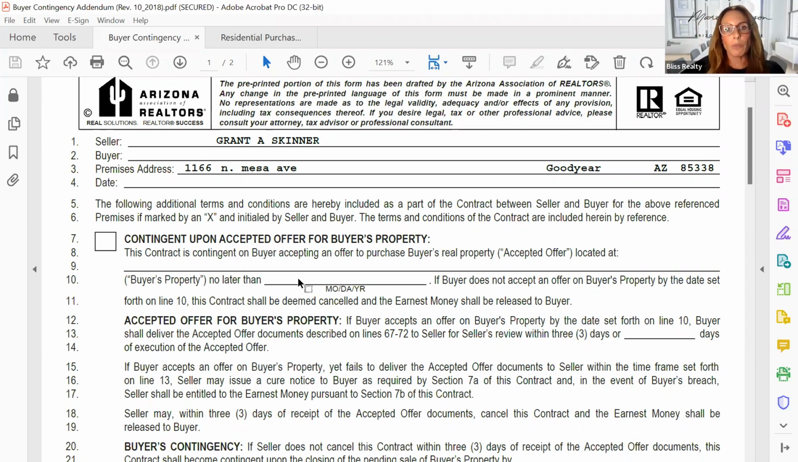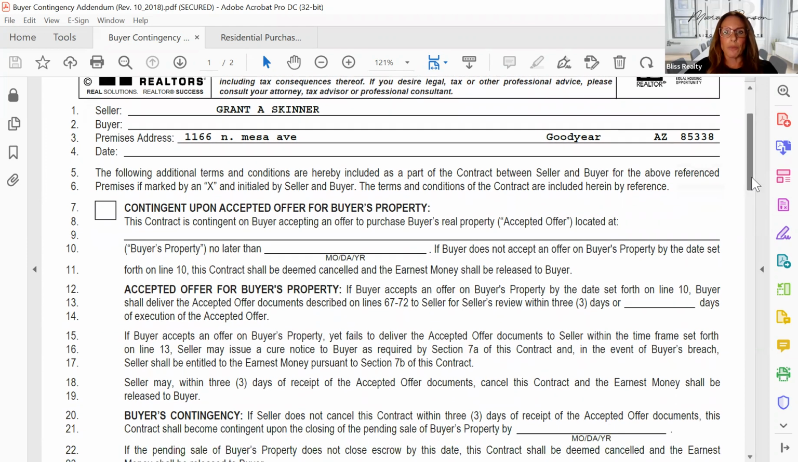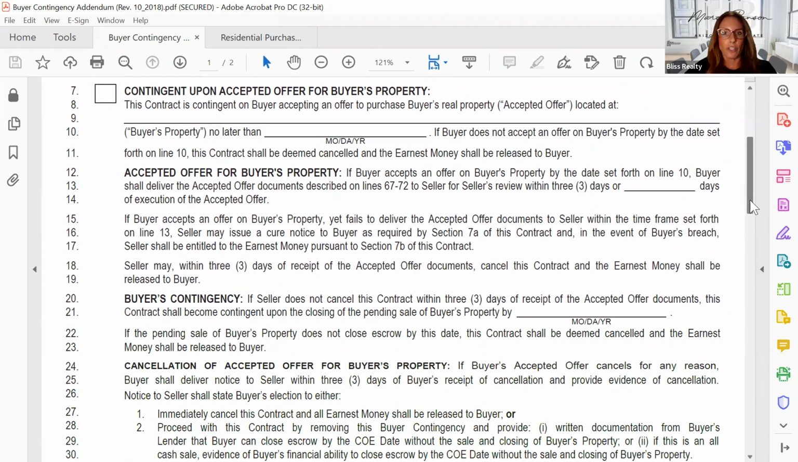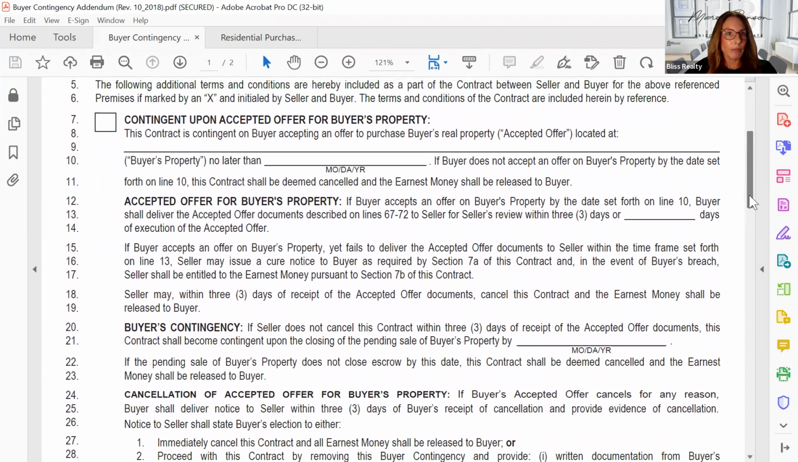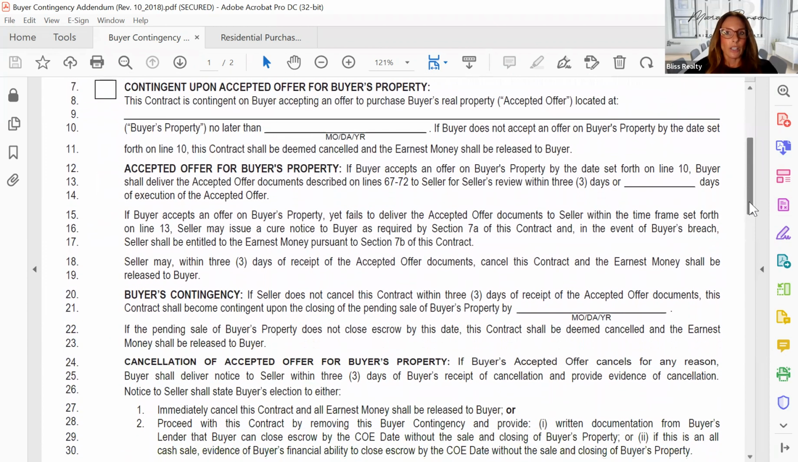So I would put an estimated date in here, maybe 2 months out. I'm estimating that my clients are going to get an offer by X amount of a date. I'll put a month or two in here. Accepted offer for the buyer's property. I really don't want to jack with anything else, because I want them to accept our offer, and I don't want them to cancel on us. So if you change any of these timelines, that's not good.